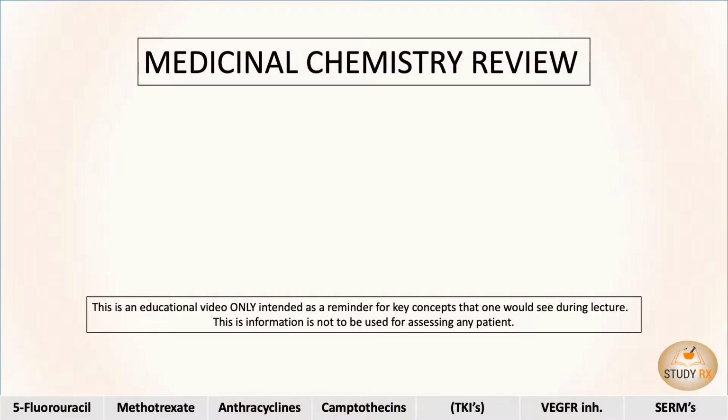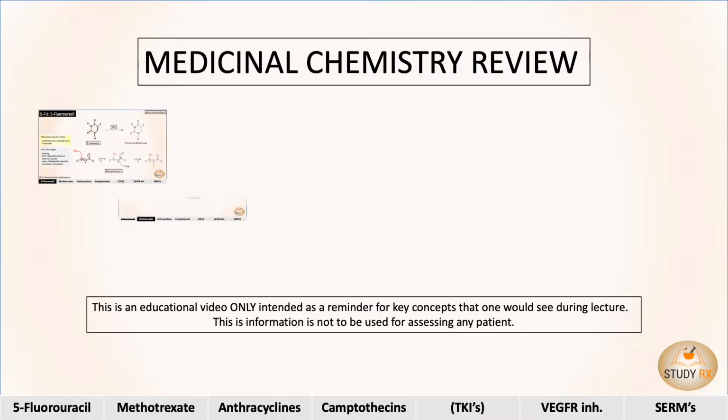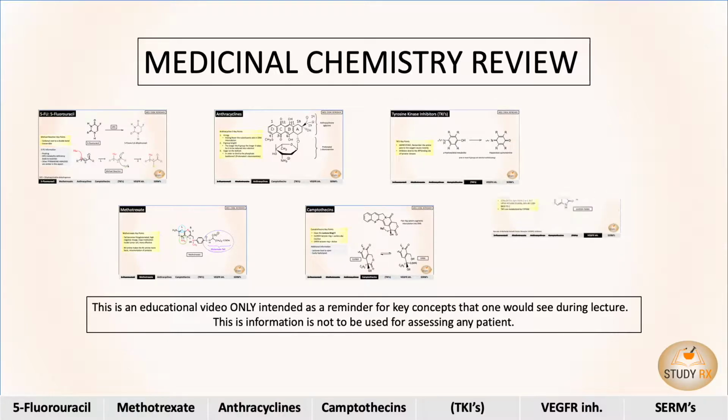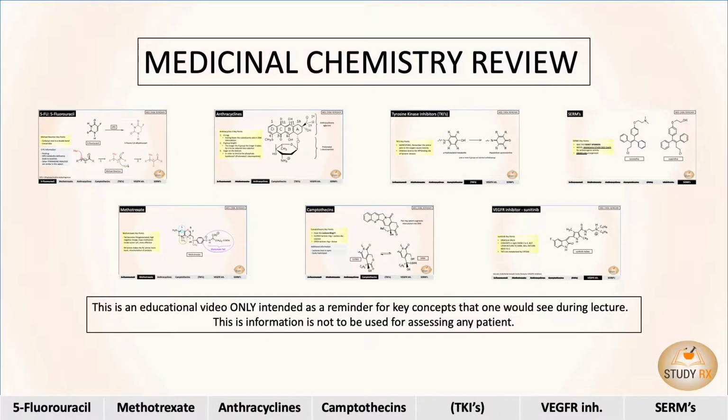So as you can see on the bar emerging from the bottom of the screen, these will be the 7 topics that we'll be discussing today. They are 5-fluorouracil, methotrexate, anthracyclines, camptothecins, tyrosine kinase inhibitors, vascular endothelium growth factor receptor inhibitors, and selective estrogen receptor modulators.